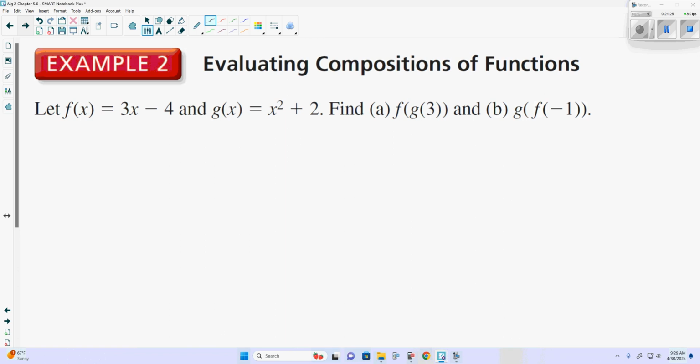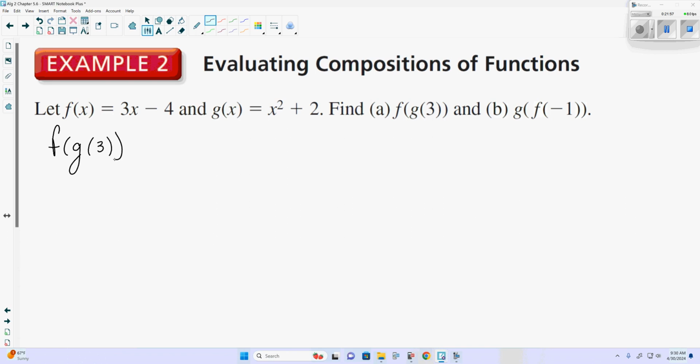The other type of composites that we're looking at is evaluating. We're going to evaluate it for a specific value. Now the first one it wants us to find is f of g of 3. F of g of 3. Now when we did our addition, subtraction, multiplication, division, we found f plus g of x, f minus g of x, f times g of x, f divided by g of x. Found the equation and then plugged it in.